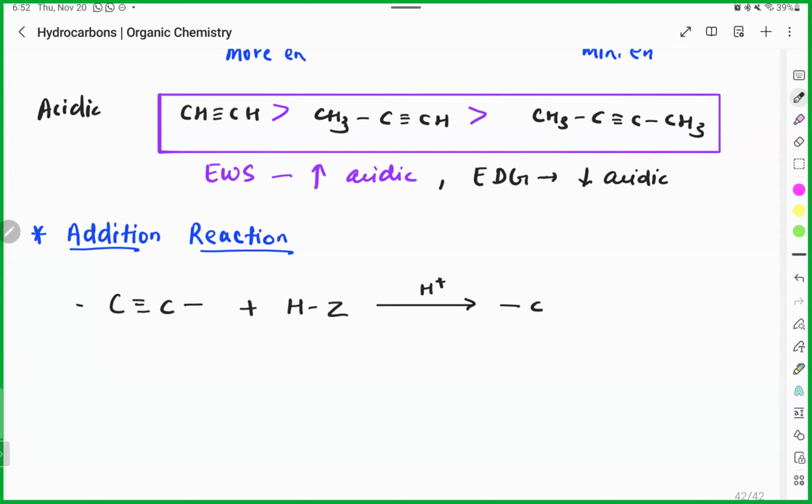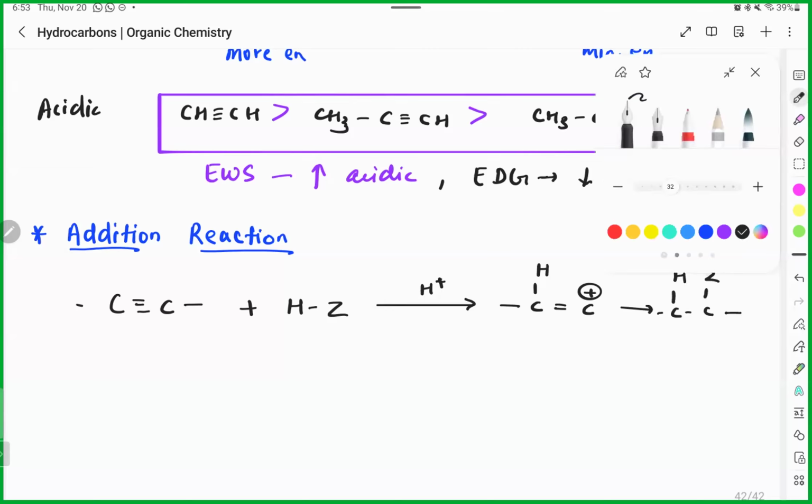Correct? So what will happen? Hydrogen will be added and there will be carbocation formation. Why are we showing this? Because this will be according to the Markovnikov rule. First carbocation forms. Whichever carbocation is most stable, negative ion will be attached to this. Correct? So here hydrogen, here Z. Remember, very important that it shows Markovnikov rule.